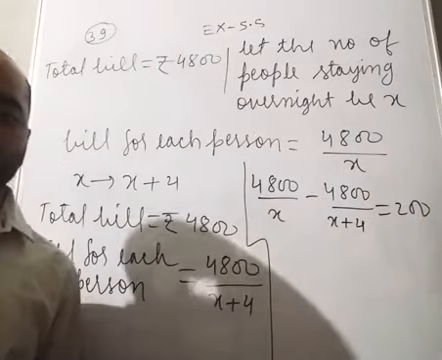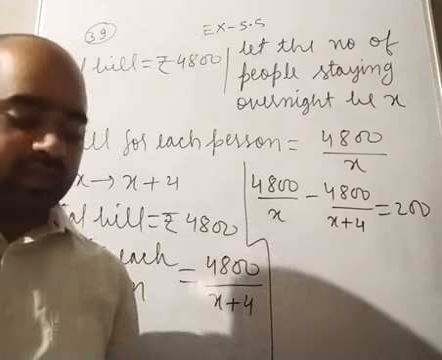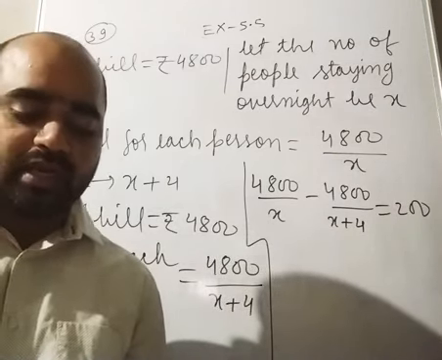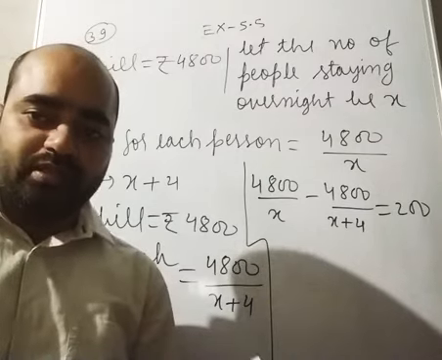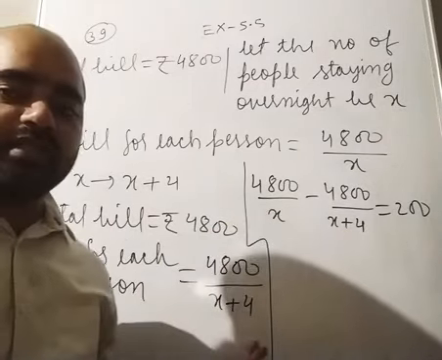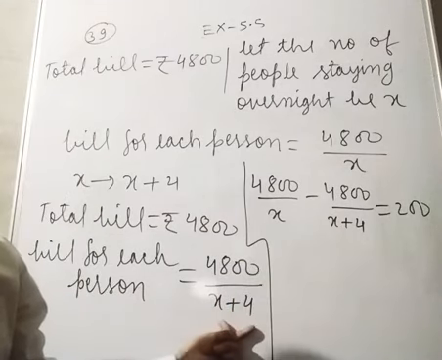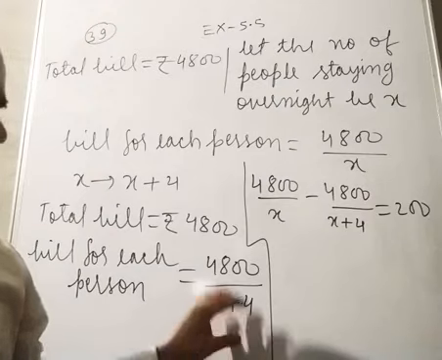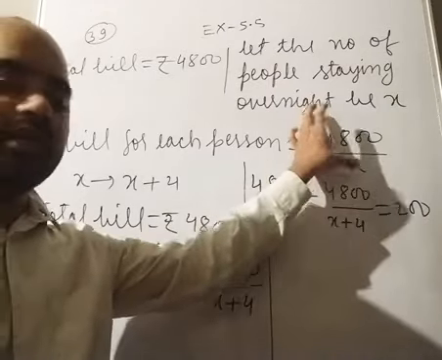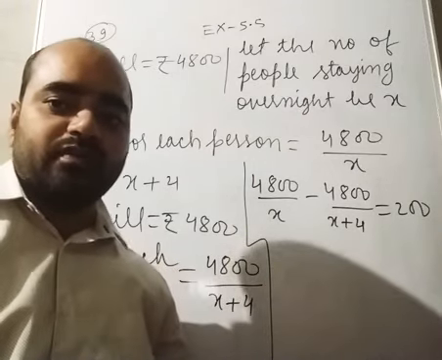This understood? Why? It is given that if there were four more people, then the bill each person had to pay would have reduced by rupees 200. It means the difference of the bill for each person is 200. Now how to decide which one is greater? Here the denominator is x plus 4, so the denominator is greater, therefore this will be less and this will be greater. It means greater minus smaller is 200. Now you can frame the equations.